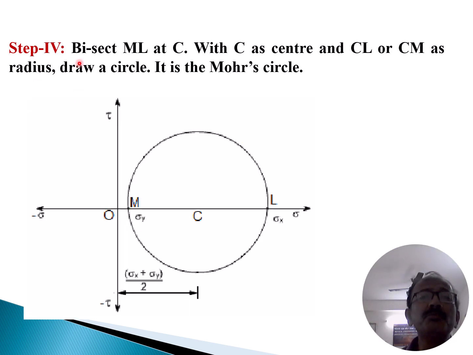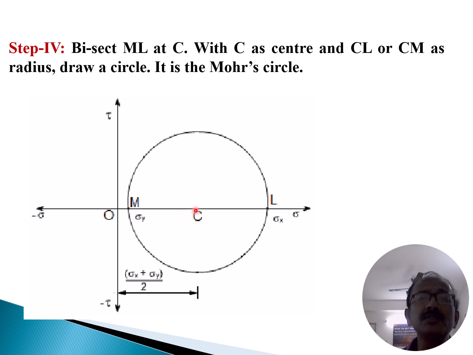Step number four, bisect ML. So this is M. Bisect ML, M and L, at C. So C is the center, and CL or CM is the radius. So CL, CL and CM as a radius.